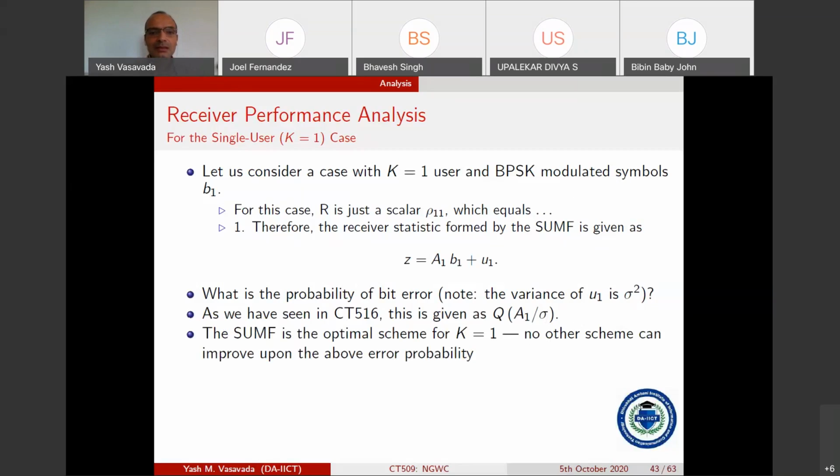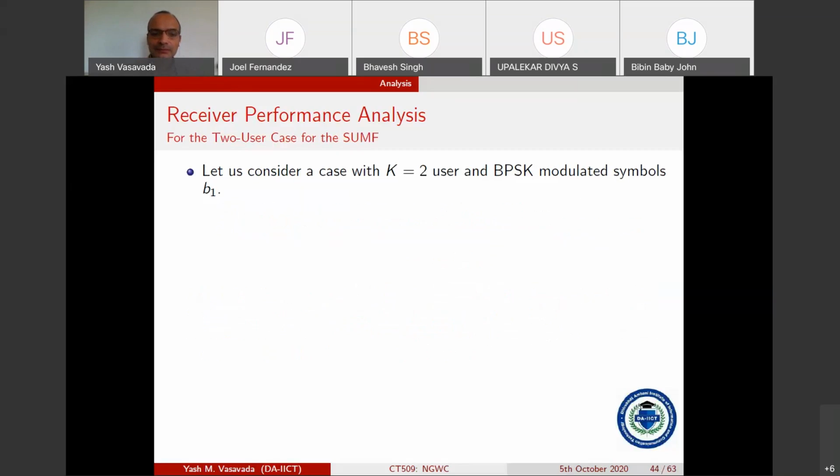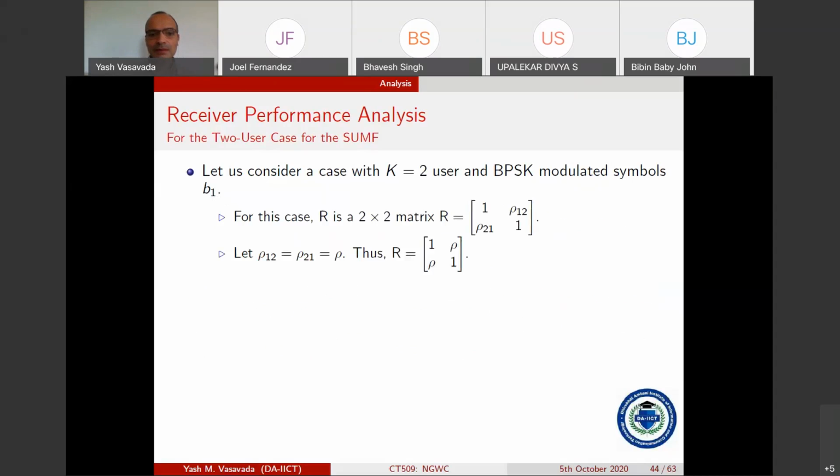Now let us consider the case of 2 users. And we'll still keep on working with the BPSK modulation. So we will have B1 and B2, which are +1s and -1s. Now for the 2 by 2 case, the R matrix looks like this. Remember, R is Hermitian symmetric. And specifically for CDMA, actually it is just symmetric, because the signature sequences, although not always, typically are real valued.